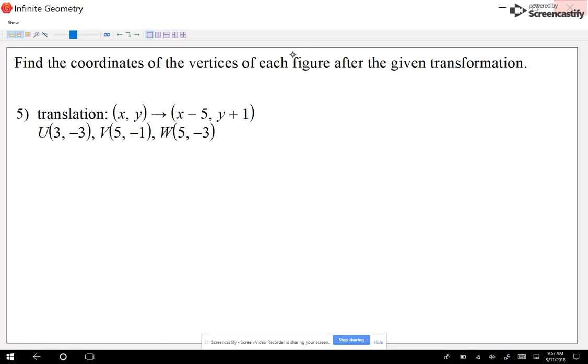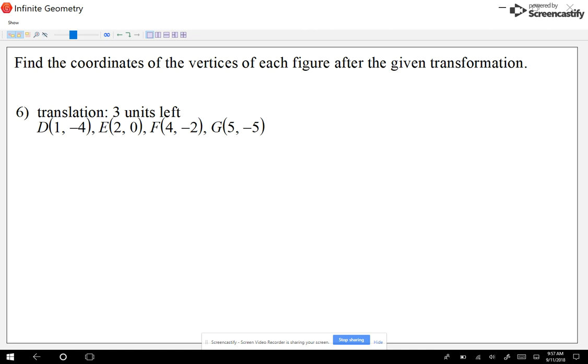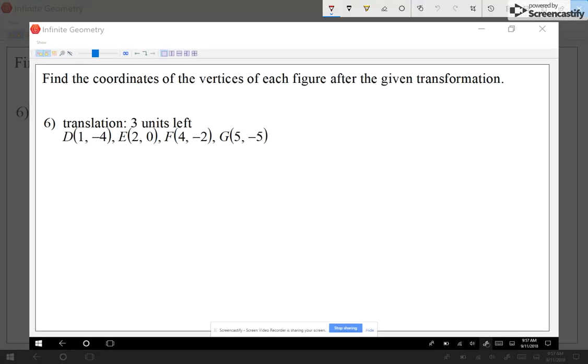Just to practice even more, in a different way of seeing it, I'm going to give you guys something like these. I'm going to ask you guys for the coordinates. And on this one, I'm saying 3 units left. So when it comes to x, that's x minus 3. That is to the left, 3 units left. Notice it doesn't say anything about up or down. So that means we're leaving the y alone. We're just subtracting 3 from x.